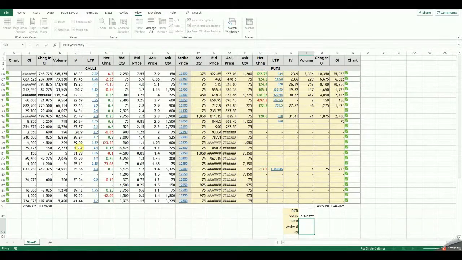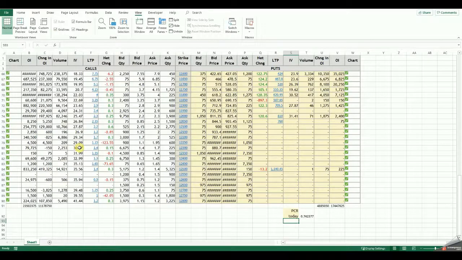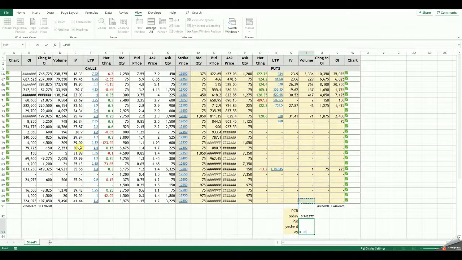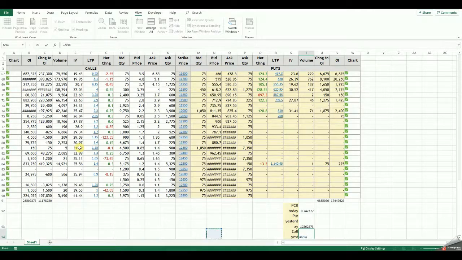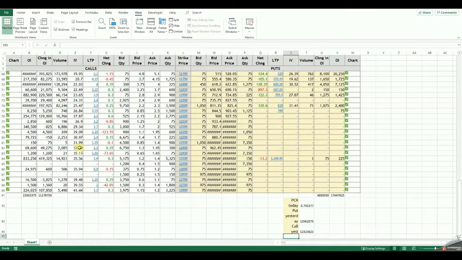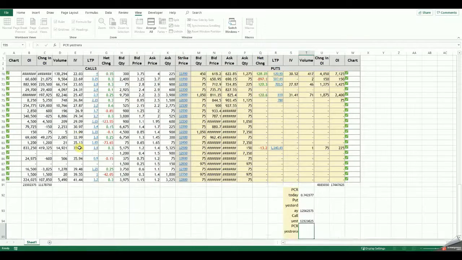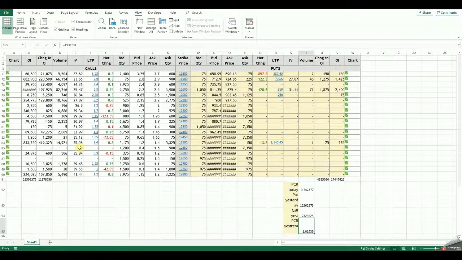PCR yesterday will be, control Z. So total put yesterday is equal to this minus this. Call yesterday will be equal to this minus this. So PCR yesterday will be this by this. So yesterday it was above 1 and now it has fallen below 1. What it means is the number of puts sold were higher yesterday than calls, and today the number of puts sold are way lesser than calls sold. We will come back to this concept again.